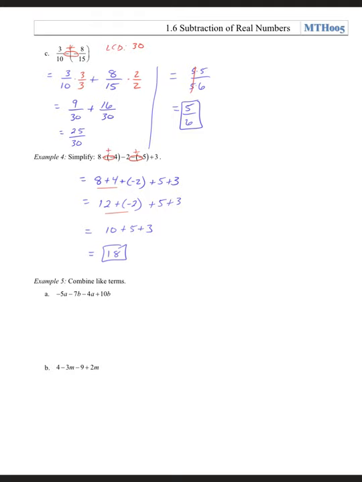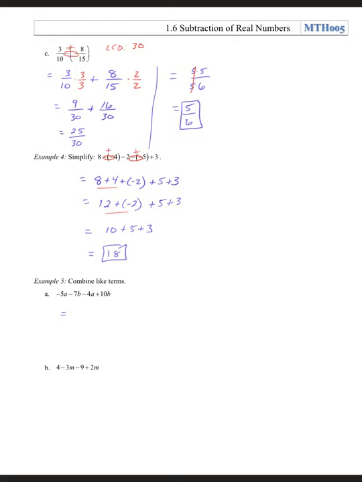Okay, moving on. The next one, combine like terms. This is the same thing we've done before with combining like terms. We just now have some subtractions in there. Again, one thing I always recommend, especially if you're getting little things mixed up here and there, change everything to addition first.